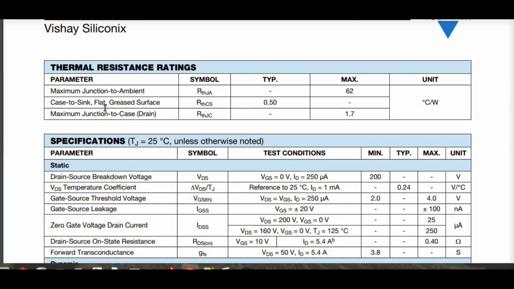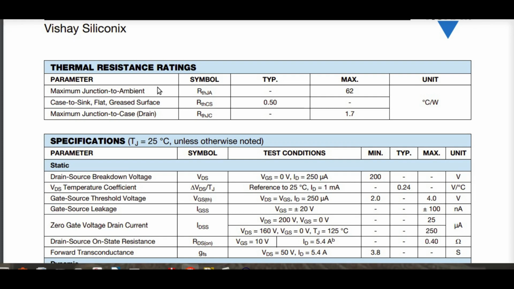Then let us see what is the thermal resistance rating. This rating is required to calculate the heat sink for the device. For such small ratings, we can choose by our practical experience. If the heat sink is heating up, then we can go for a higher size. It is possible to use a trial and error method at lower rating.